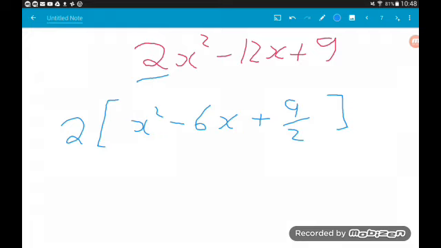So, very important, you take that factor of 2 out of every single term. So now we've done that, inside of the square brackets, we now have a quadratic with a single positive x squared. So we can complete the square in here now.